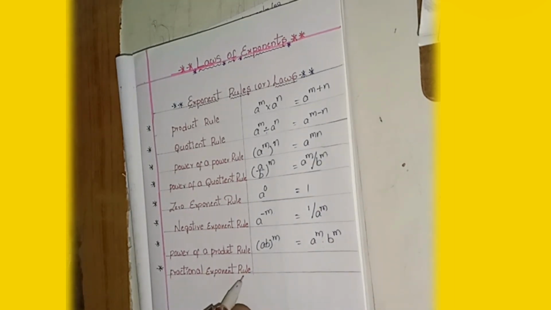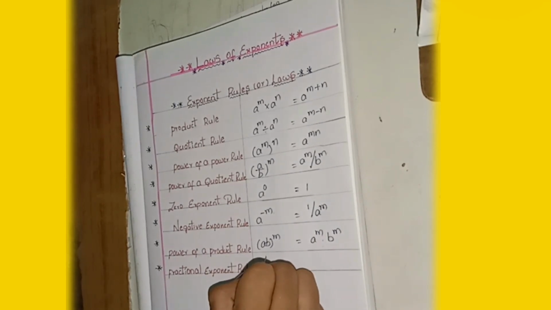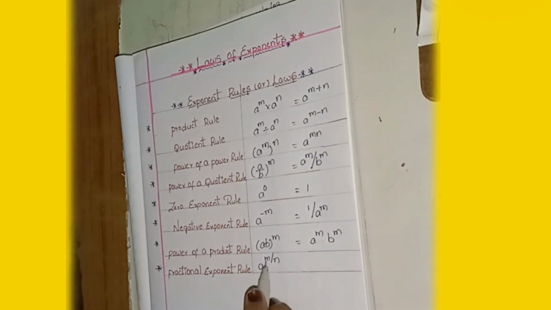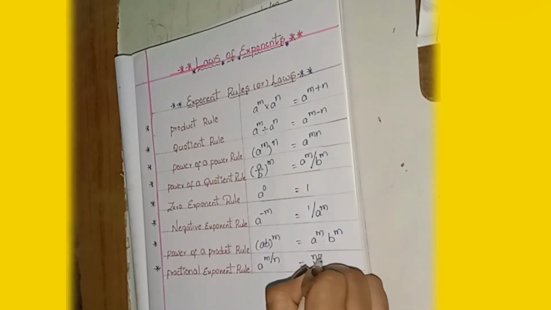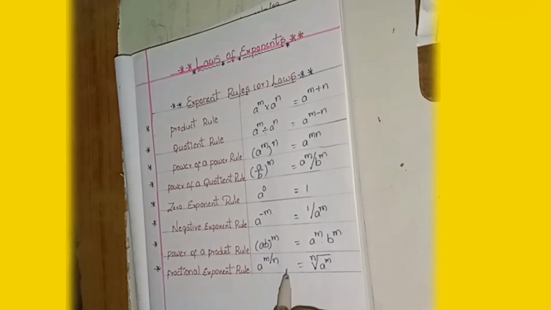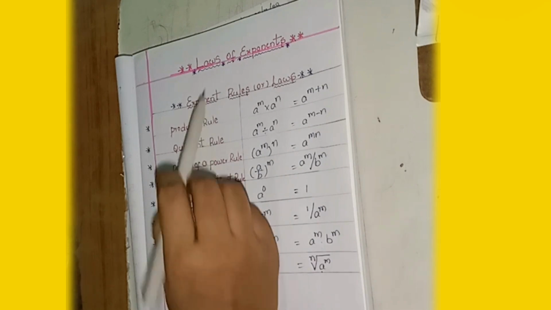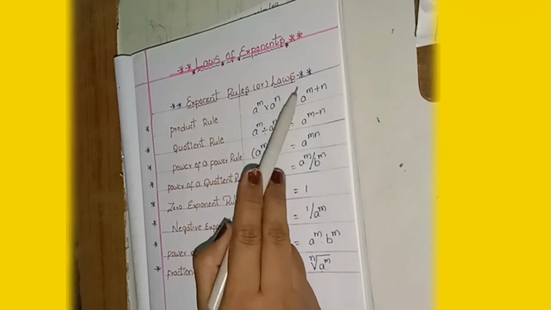Fractional exponent rule. So what is the fractional exponent rule? a power m by n is equal to nth root of a power m. So we can say it as nth root of a power m. So these are the laws of exponents, or exponent rules, or laws.